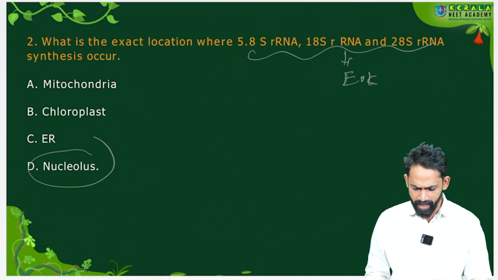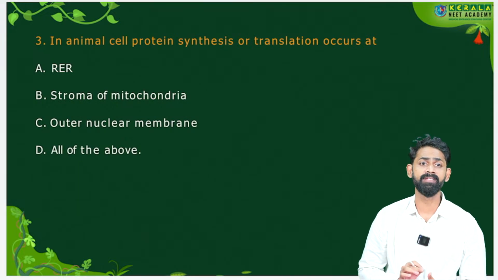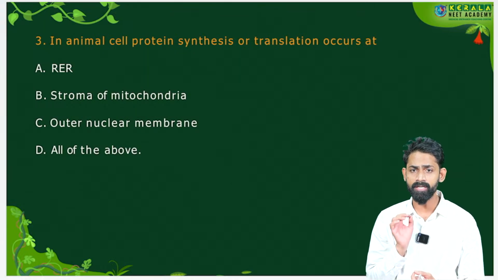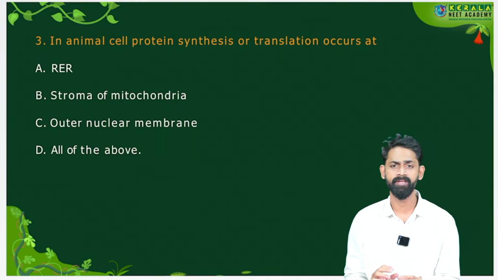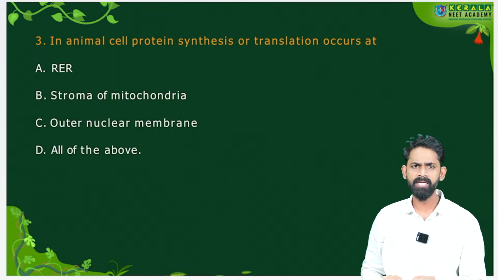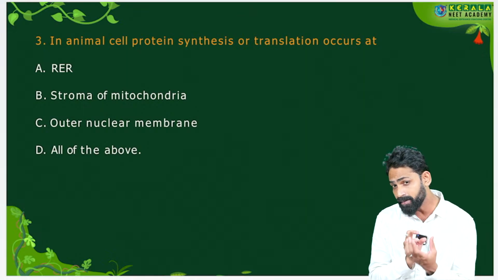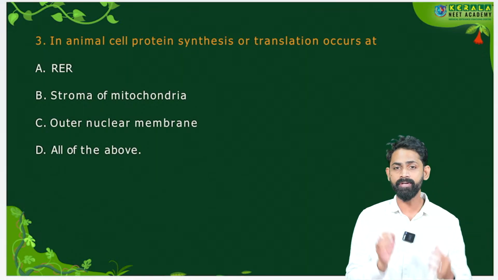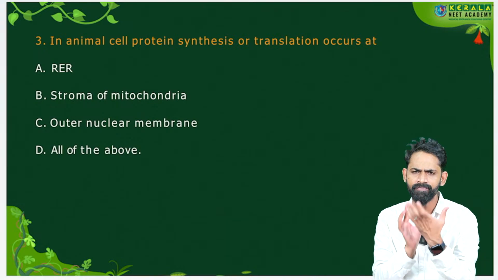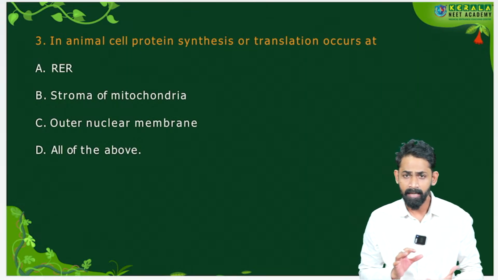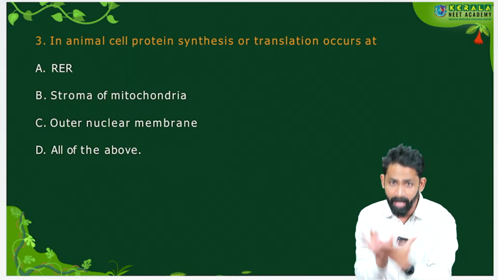So the next question is related to, in animal cell, careful, in animal cell, protein synthesis or translation occurs at, this is somewhat more standard to the normal person. Here, protein synthesis or translation process, when you are speaking about the animal cell, means we are speaking about the eukaryotic cell. Immediately when translation comes, the student will think of the rough endoplasmic reticulum. But protein synthesis does not occur only at the rough endoplasmic reticulum.